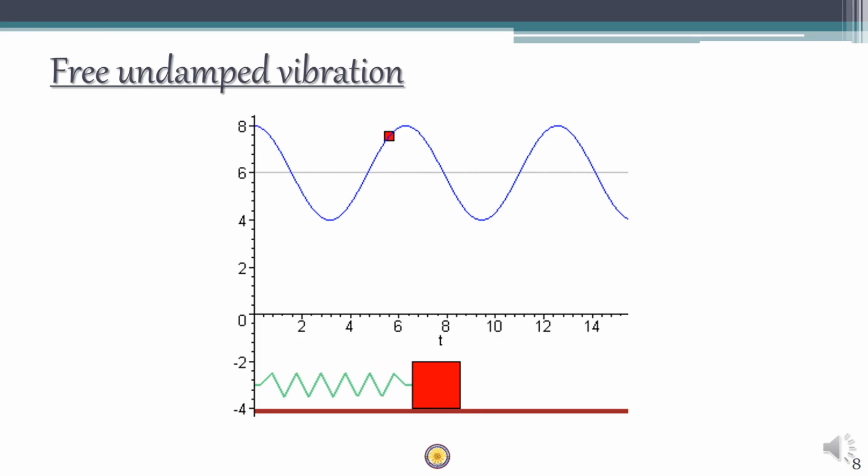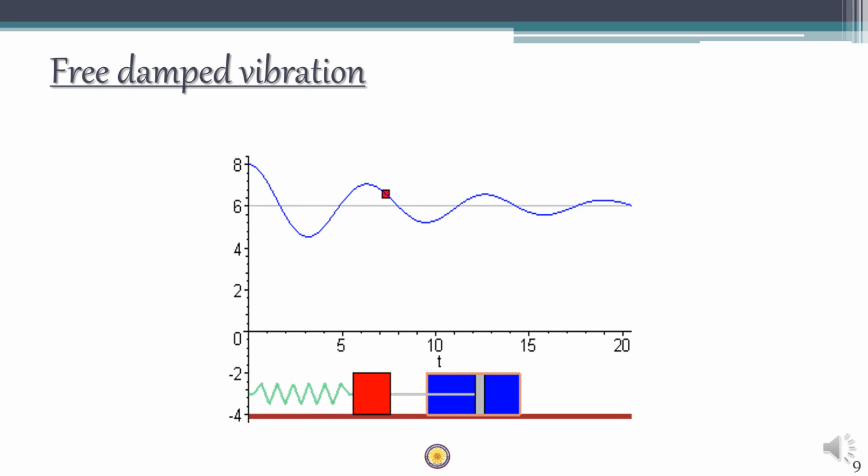So here we have an example of free undamped vibration. It should be noted that in a free undamped vibration, the amplitude remains constant, as well as the time period. When the body is at the mean position, the particle is at 0, and as the time varies, it goes to one extreme, the positive extreme, which is the maximum, and also goes to the negative extreme, which is indicated by the minimum.